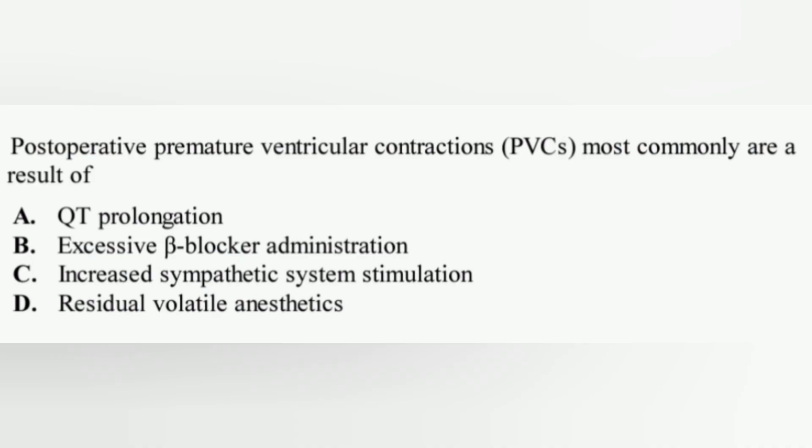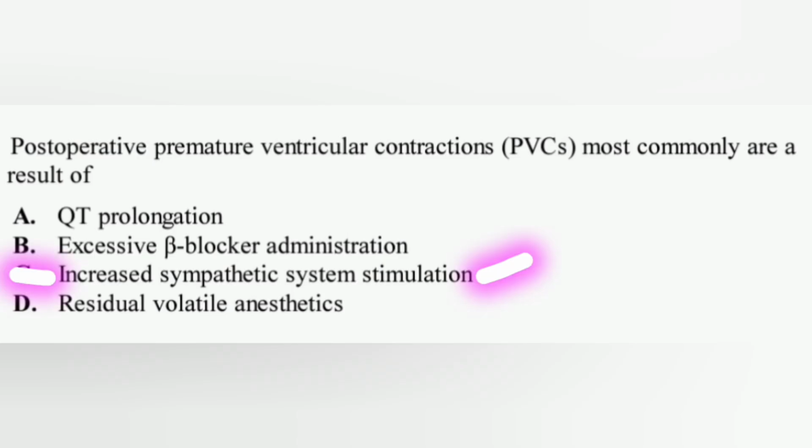Postoperative premature ventricular contractions most commonly are the result of QT prolongation, excessive beta blocker administration, increased sympathetic system stimulation, or residual volatile anesthetics. The correct answer is C. PVCs and ventricular bigeminy are common in the postoperative period. PVCs most often reflect increased sympathetic nervous system stimulation, as these are seen with hypoxemia, hypercapnia, and acidemia.